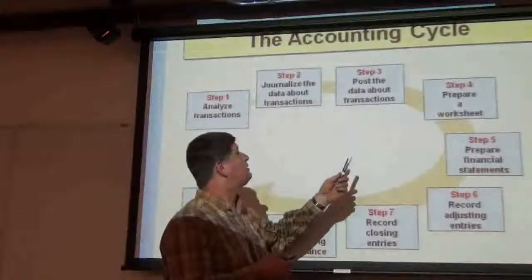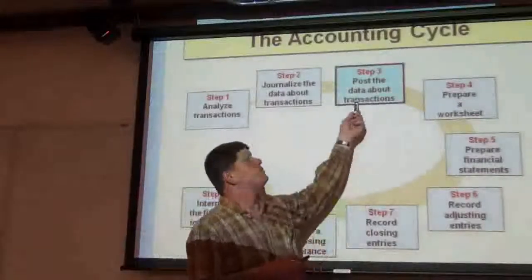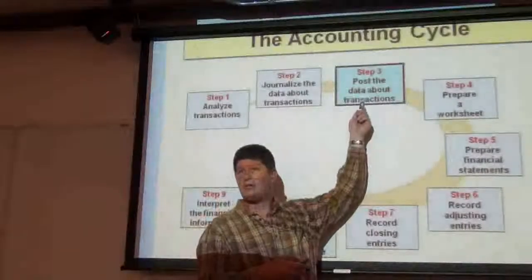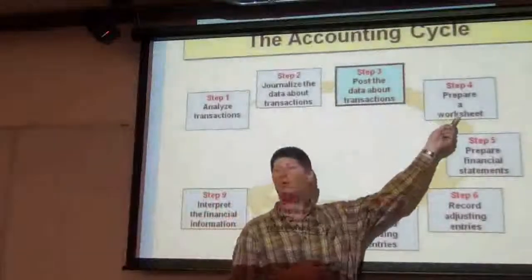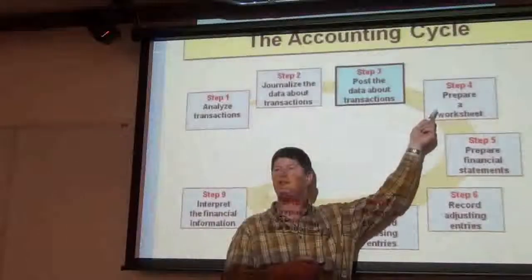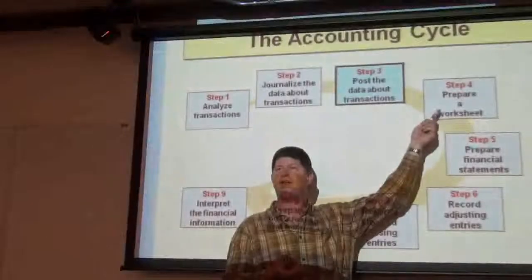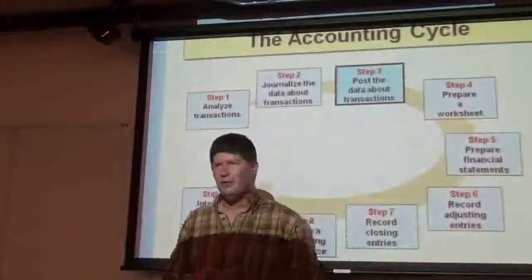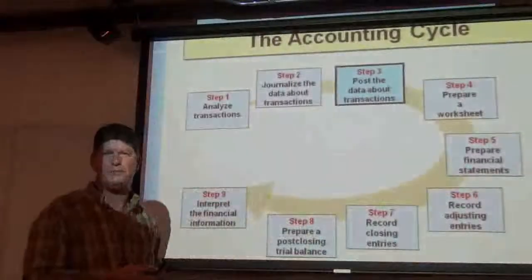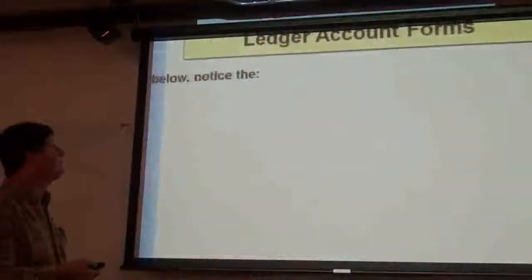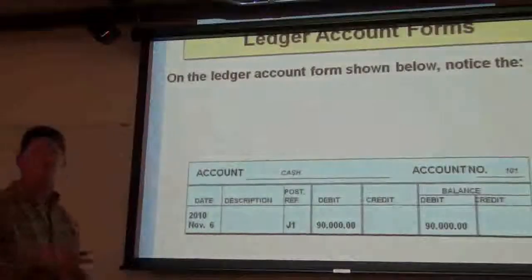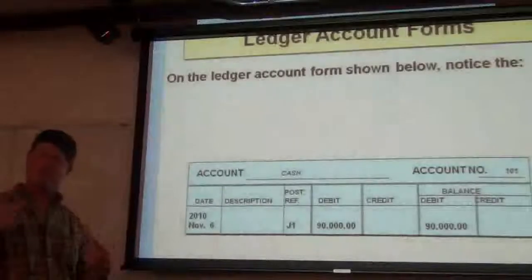And I'm going to tell you a little secret. So that's step 3, posting to the general ledger. My secret is prepare a worksheet. Can you do a trial balance? We've done a trial balance, right? You can already do this one. Because that's really about all it is. But that's next week. That's my bait to get you to come back, right?